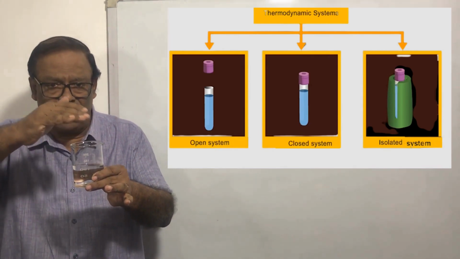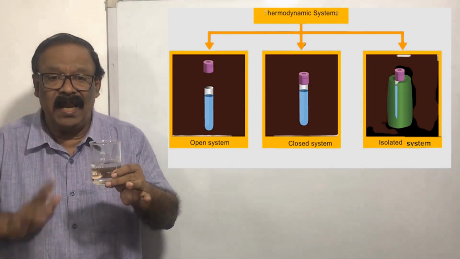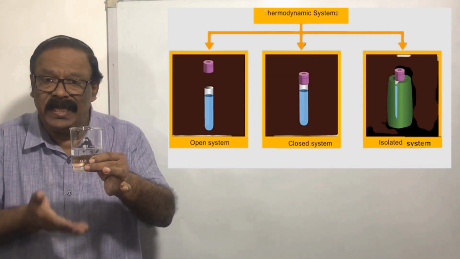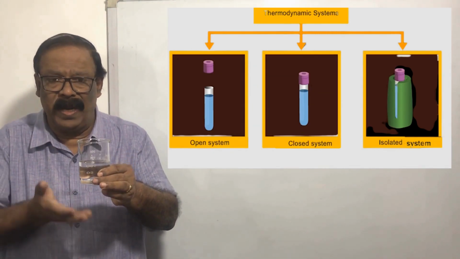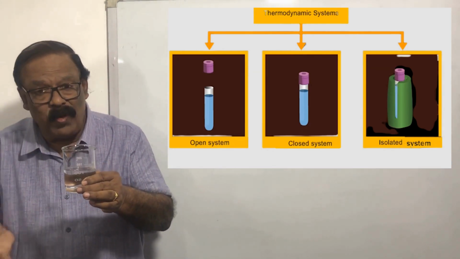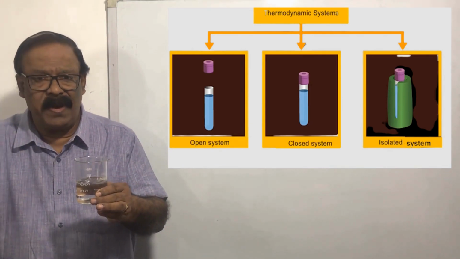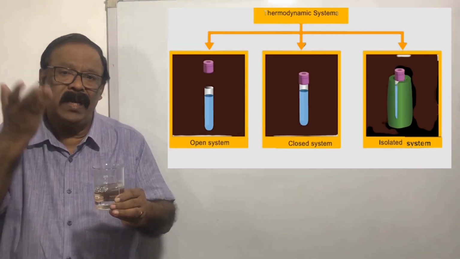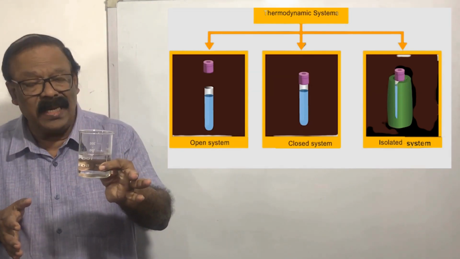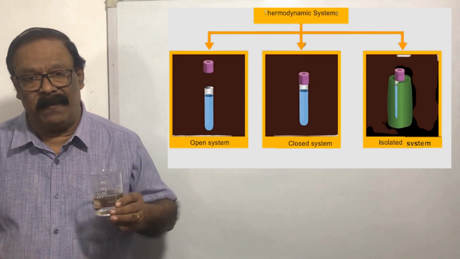Above the water level, that also is a boundary. This is a fixed boundary and a real boundary. Suppose I am heating this water using a burner. Energy can enter from the surrounding to the system and from the system to the surrounding. Similarly, water vapor can escape to the atmosphere. So water in a beaker constitutes an open system.